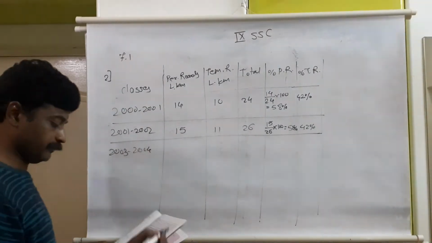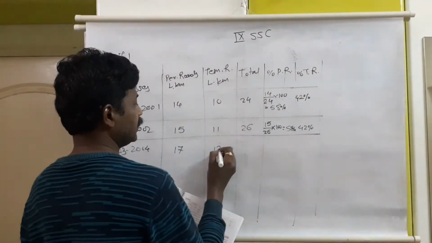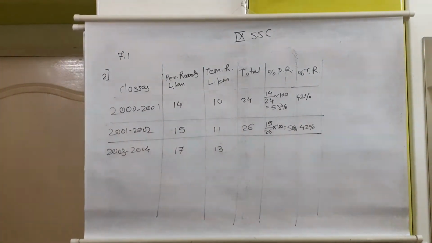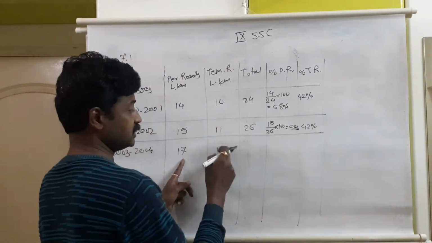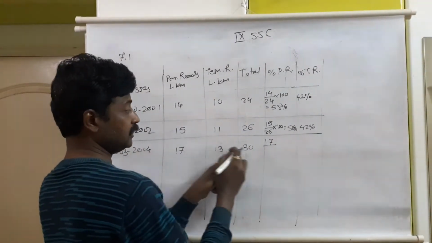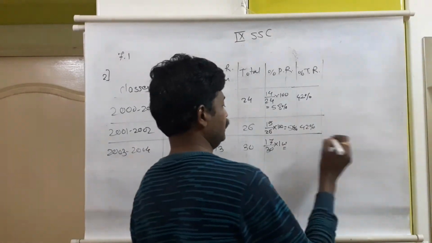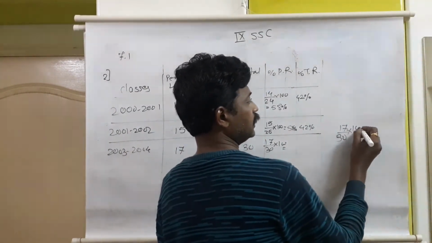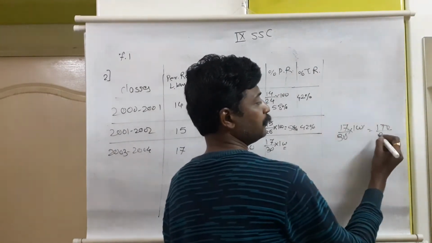2003 to 2004, information is 17 lakh kilometers permanent roads and 13 lakh kilometers temporary roads. We convert it into percentage. 17 plus 13 is 30. 17 lakh kilometers was permanent out of 30 lakh kilometers. Then out of 100, how much? 17 upon 30 into 100, 10 gets cancelled. 17 into 10, 170 upon 3.